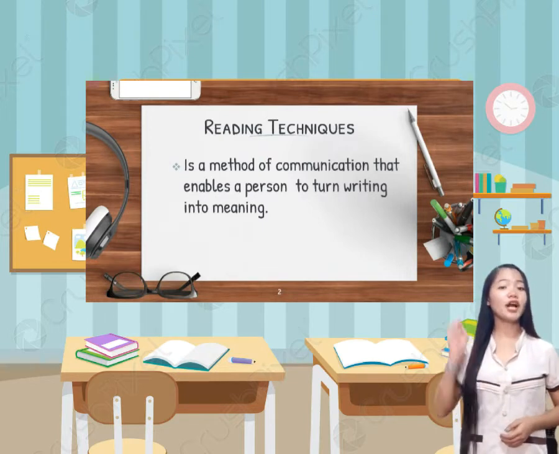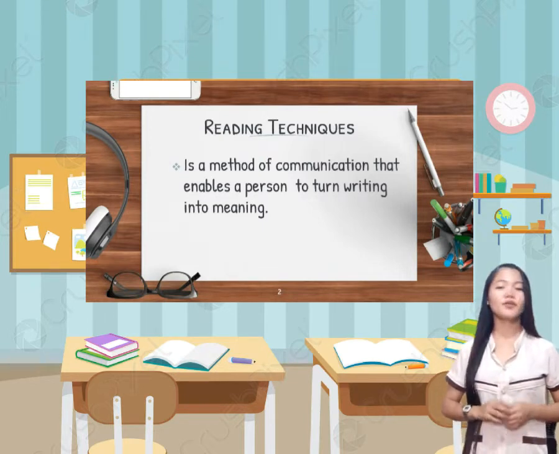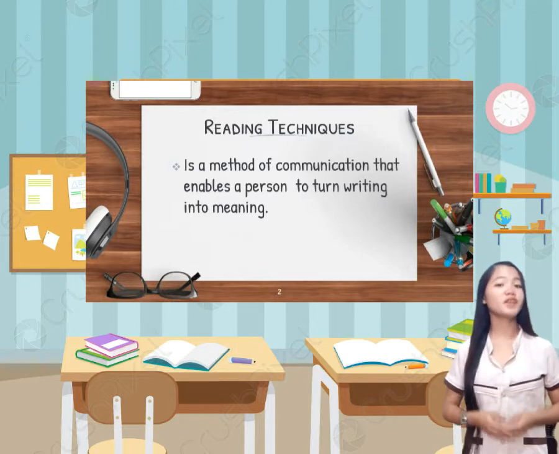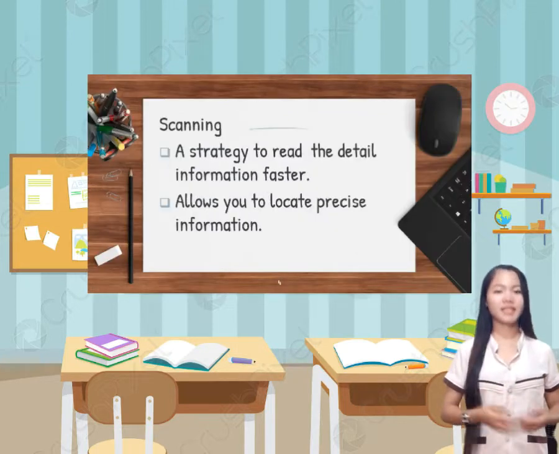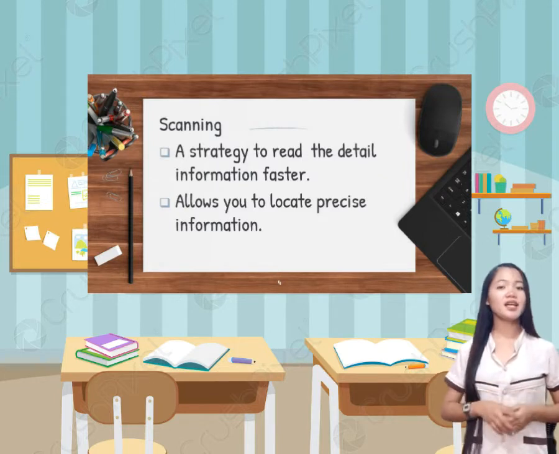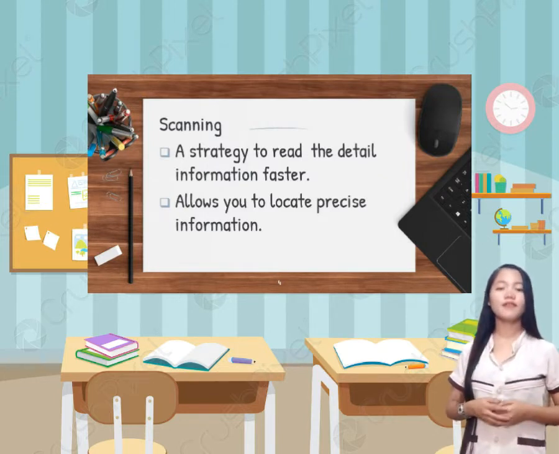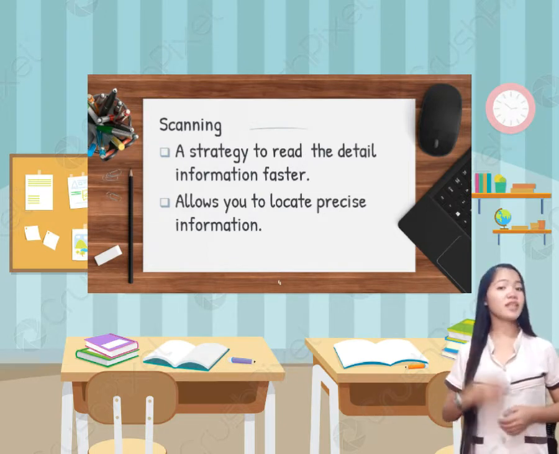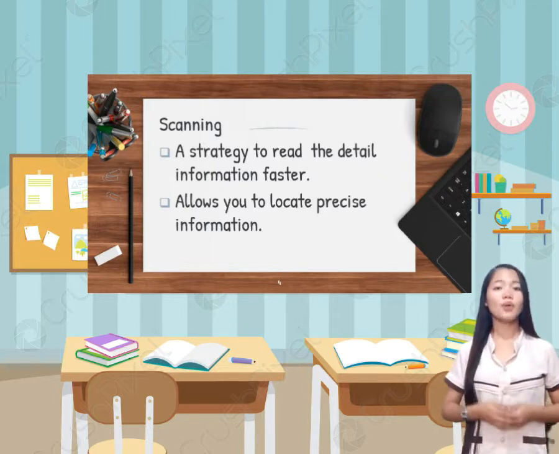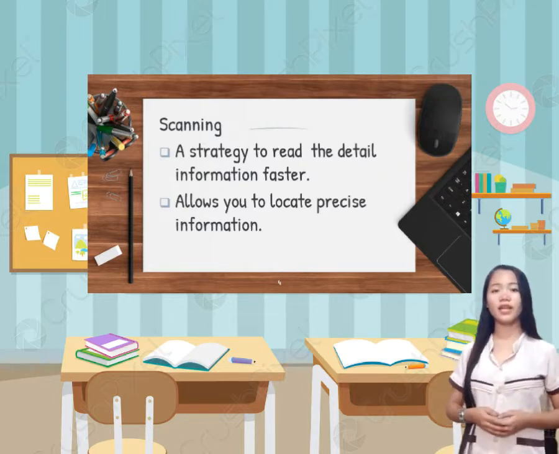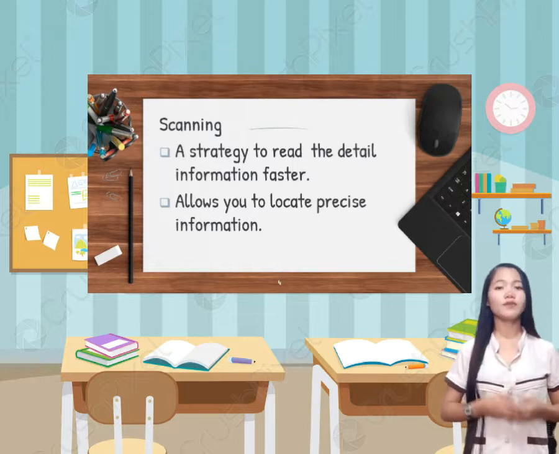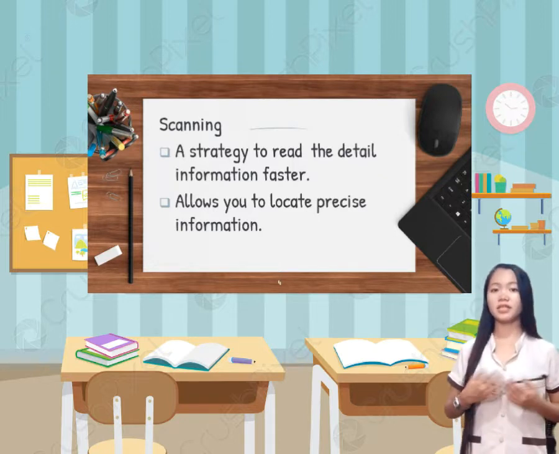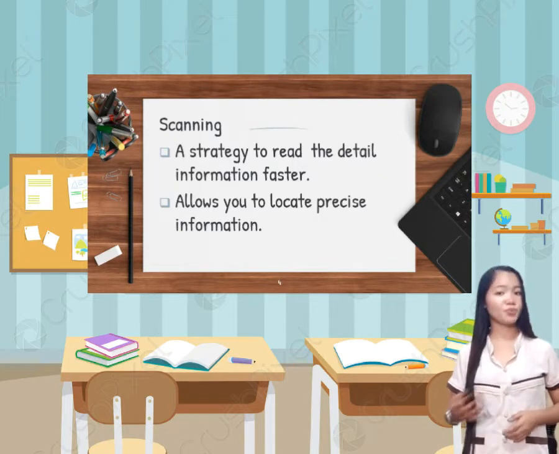Now, there are four main types of reading techniques. The first one is scanning. Scanning, a strategy to read the detailed information faster. It allows you to locate precise information, and also scanning refers to the technique when one looks into the document or the text provided for searching some specific text such as some keywords.